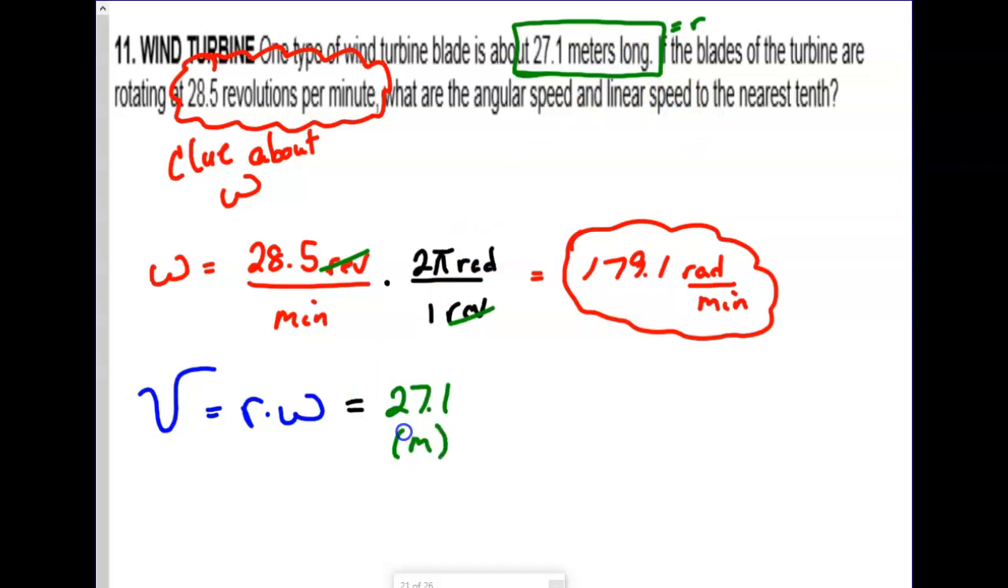I'm going to put my labels underneath like this. I'm supposed to multiply it by my angular speed, which we just found, 179.1. The label on this is radians per minute. And remember, we talked about how the label of radians in the formula ends up canceling out because of how the formula works. So don't worry about radians here. You're going to end up with meters per minute, which is an appropriate label for linear speed because it's distance over time. So crank this on the calculator. I have 4852.8 written down.